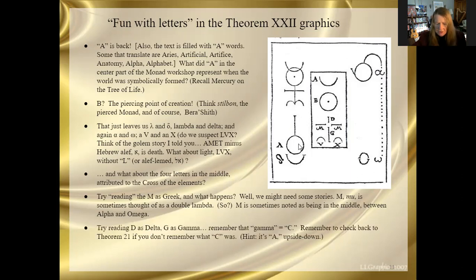Well, we can read D as delta. We can also read G as a gamma, and we can remember that gamma is actually 3C. Check back to Theorem 21 if you don't remember what C is, but it's an upside down A. Or you can just cheat and flip into English and note that you're going up the middle pillar of the tree to be one with God.